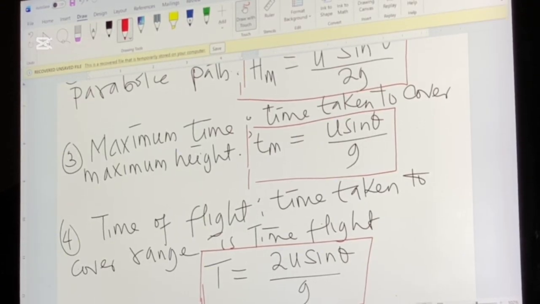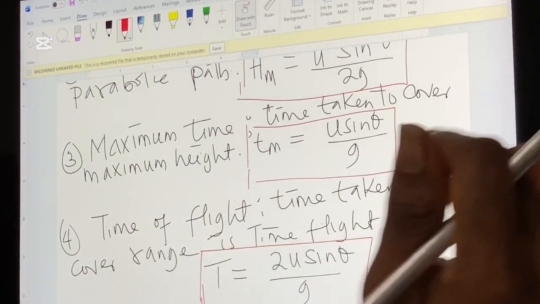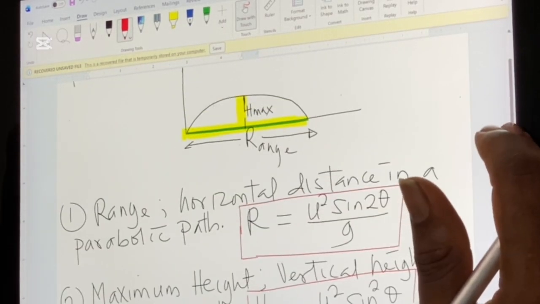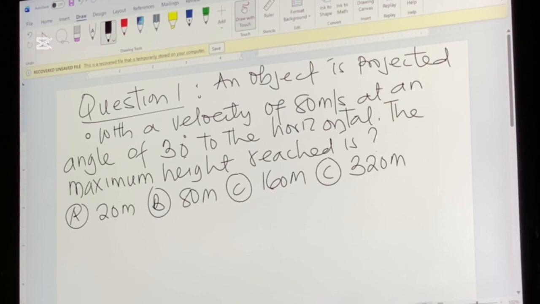But whenever these words are mentioned, range, maximum height, maximum time, and time of flight, it means that particular question is under parabolic path. Okay, now let's solve a question to understand this properly. Example 1. Let's solve this question here, class. Before we solve it, let's know what the question is.